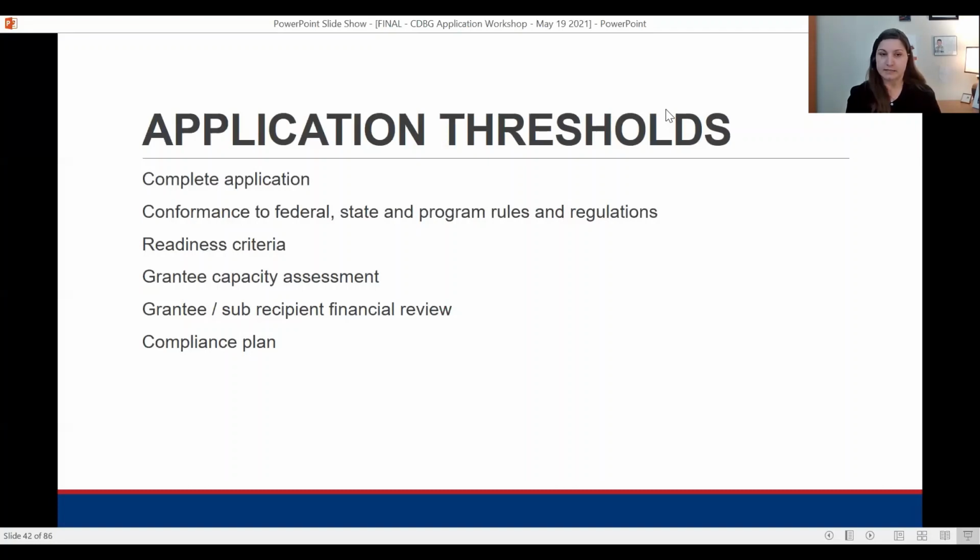So the last thing is a compliance plan needs to be included with your application that demonstrates that the applicant has considered how to undertake a number of federal compliance measures, and we talk a little bit more about this in the next slide.